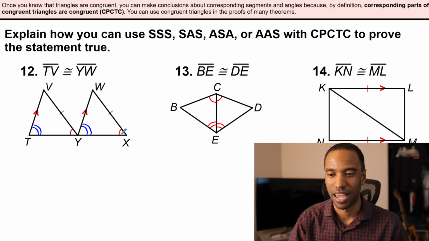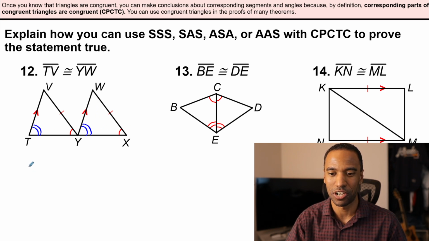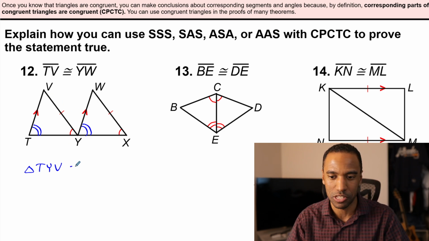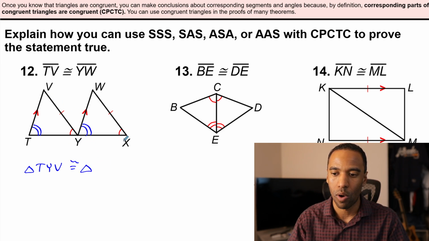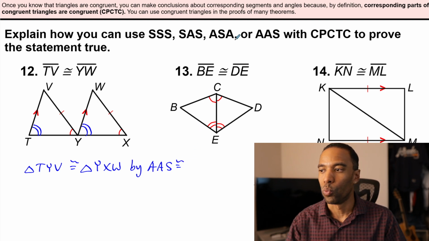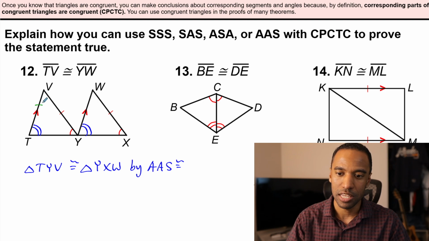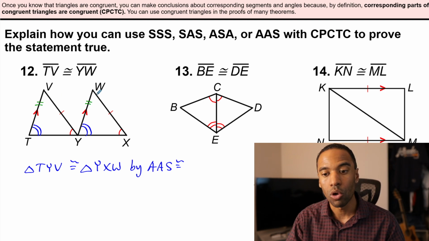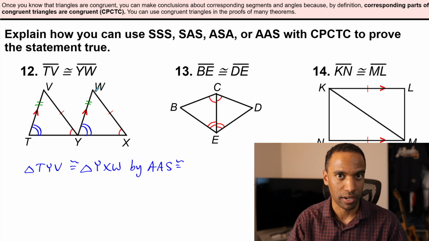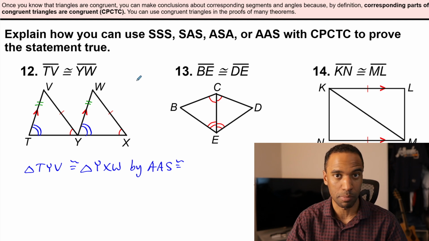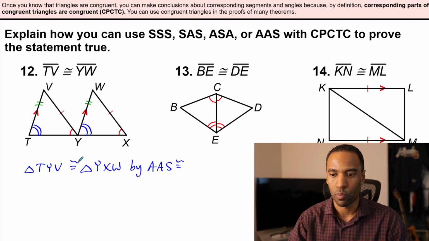Angle, angle, side, baby. Angle, angle, side. Yes, sir. Triangle TYV. They're even oriented the same. Is congruent to triangle YXW by angle, angle, side. Awesome. Now, we need to see if that proves that segment TV is congruent to segment YW. Are these now congruent to each other? Well, the only real question we need now is, do these parts correspond? Because when the triangles are congruent, corresponding parts are now congruent. That is CPCTC. Does TV correspond with YW?